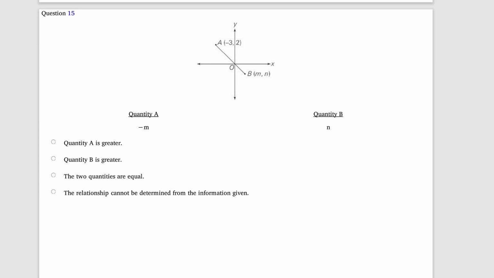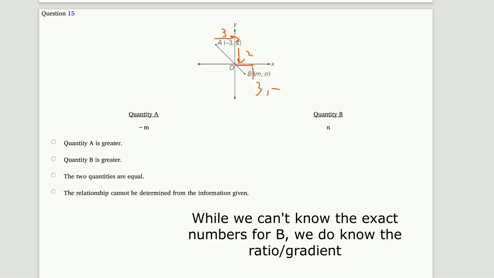To get from A to O, we went across by 3, because it was minus 3 and now we're at 0. And then we went down by 2 because the y-coordinate is 2. To get from 2 to 0, you go down by 2. So we went to the right by 3 and down by 2. Let's do that same ratio again. If we go across by 3, we will now be at positive 3. And then down by 2, same ratio, will be at negative 2. So the coordinate will be 3, negative 2.